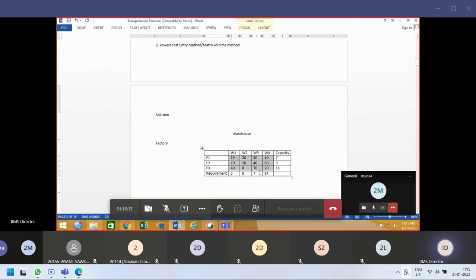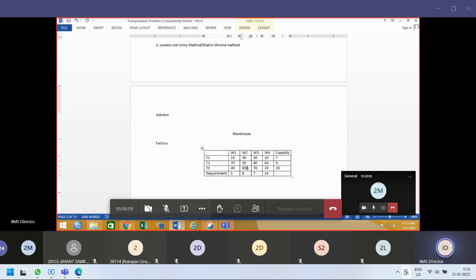8. Are you getting or not? 8 is the lowest cost. So I will select this element and here I have to allocate. How much I shall allocate here? 8 I shall allocate, right? Why 8? Because the warehouse 2 capacity is only 8 ton, so only 8 ton I can allocate.